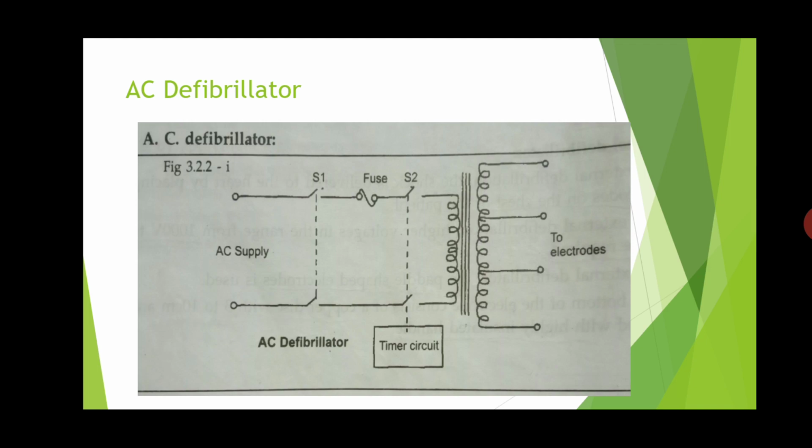In this, the S2 switch is connected to the timer circuit. This timer circuit is operated by using the foot switch, and in this timer circuit they are using an RC network or monostable multivibrators. So using these circuits we can control the time for the supply of the current to the primary. In this AC defibrillator, from the point of safety, the secondary coil of the transformer is isolated from the earth.